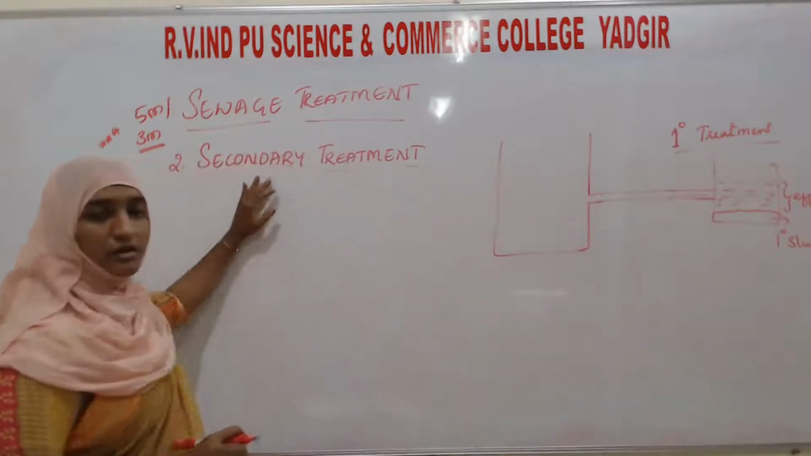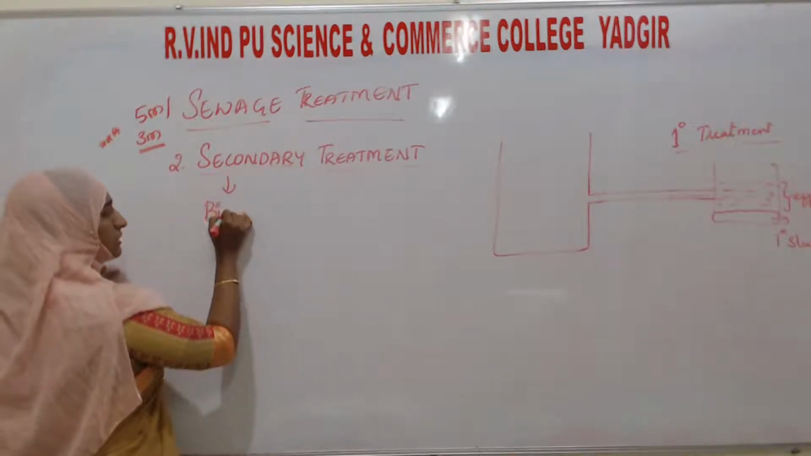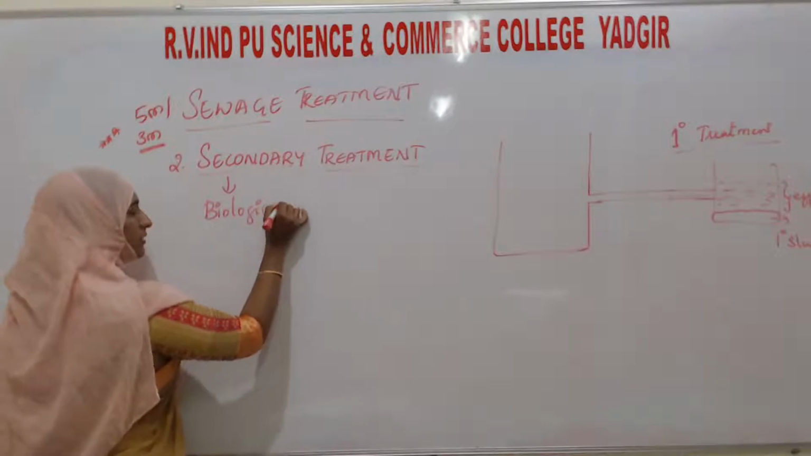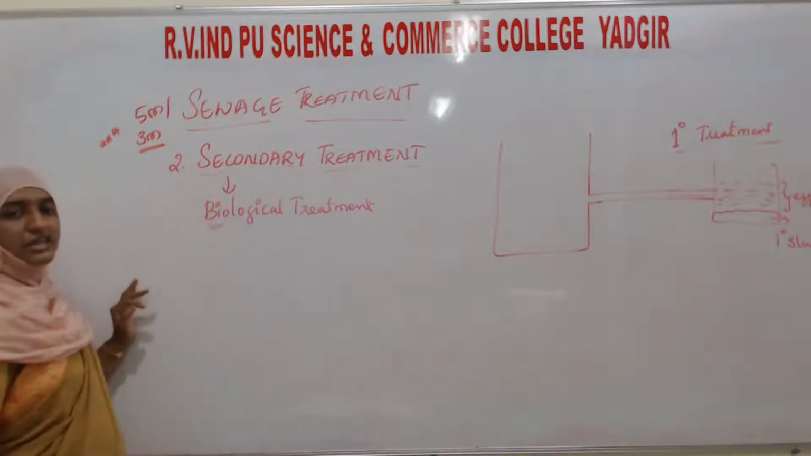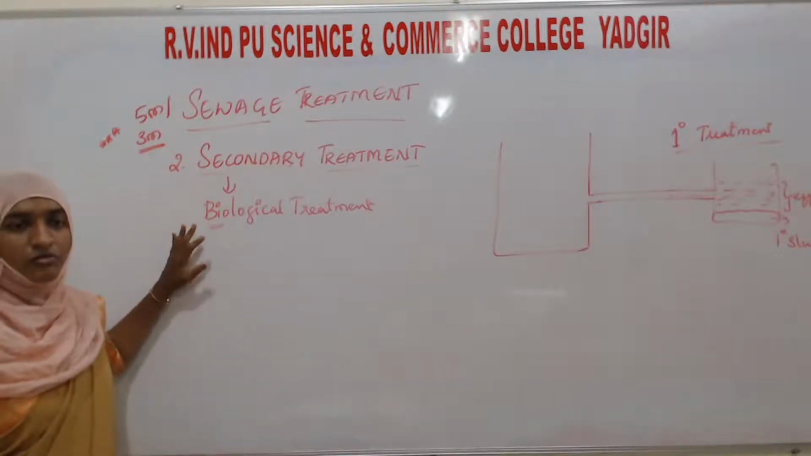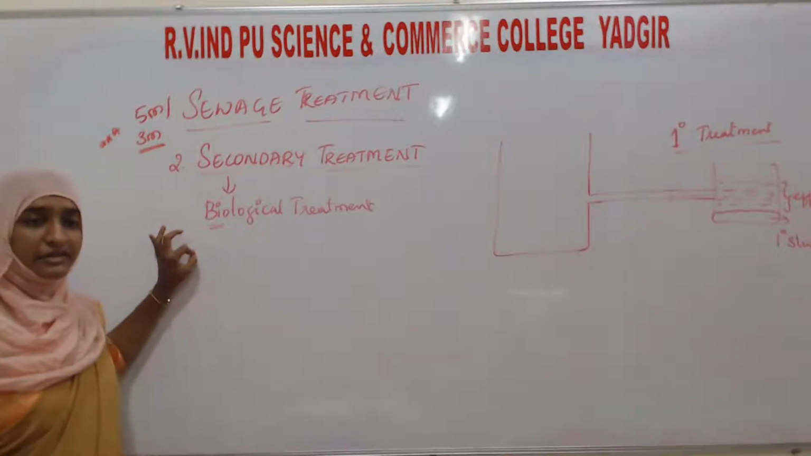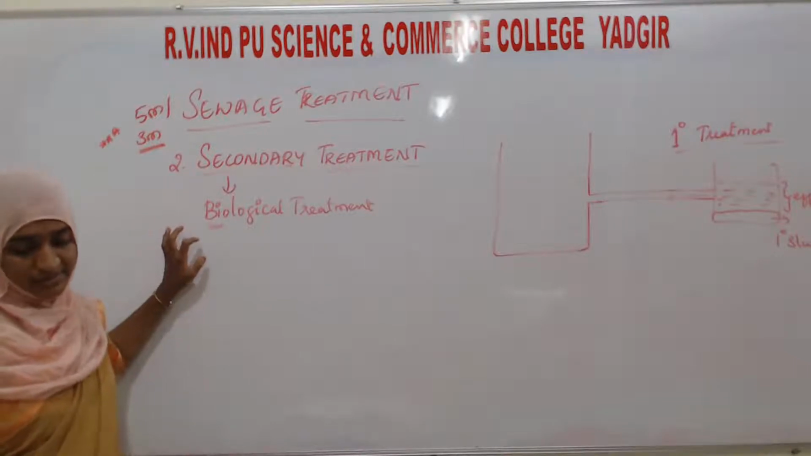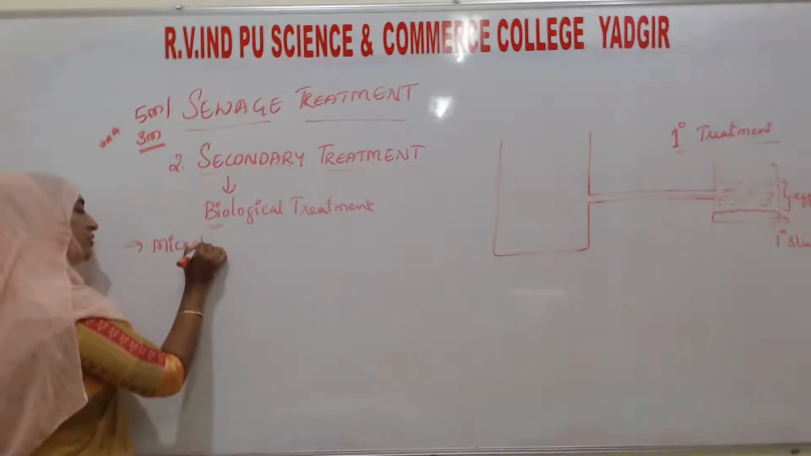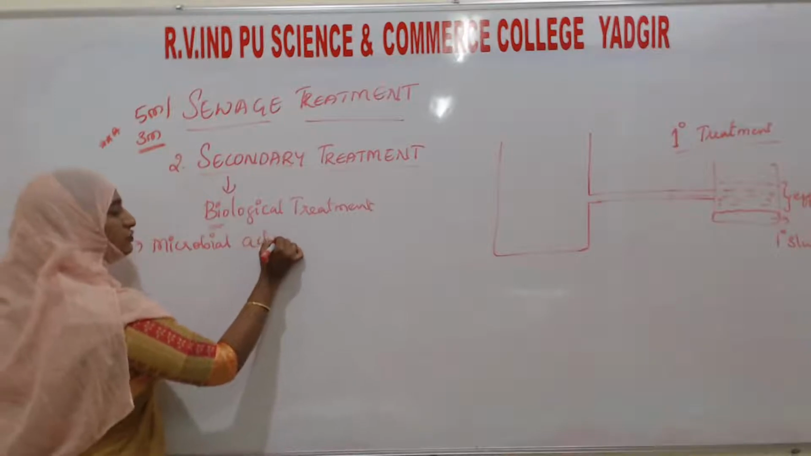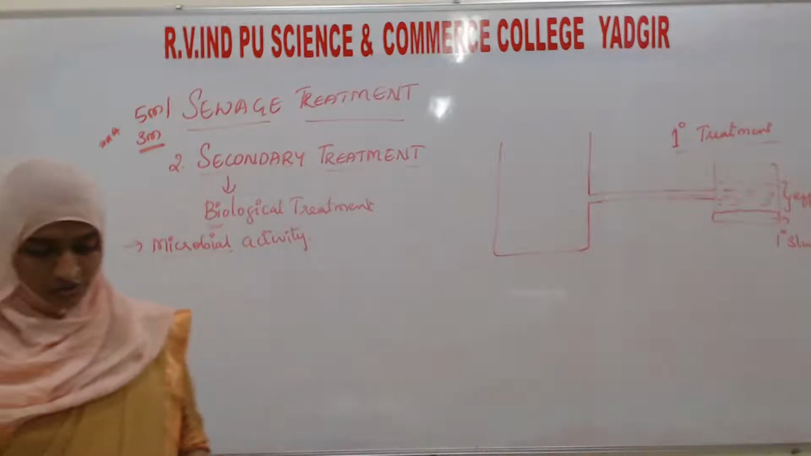Here the secondary treatment is also known as the biological treatment. Why do we call it the biological treatment? Because bio means life, living organisms. There is an involvement of organisms, and those organisms are the microbes. There is microbial activity going to take place, due to which we call it the biological treatment.